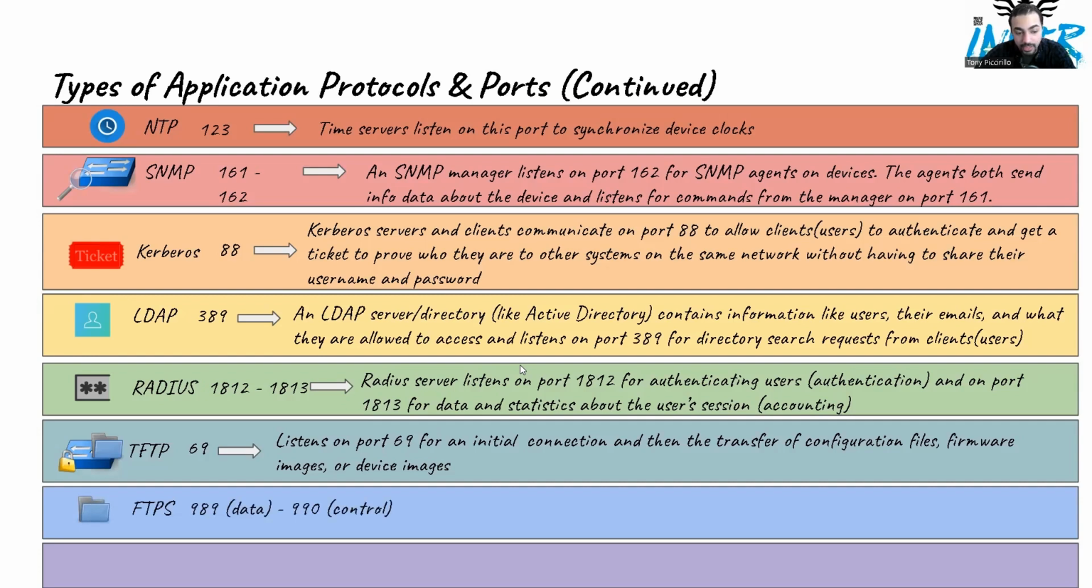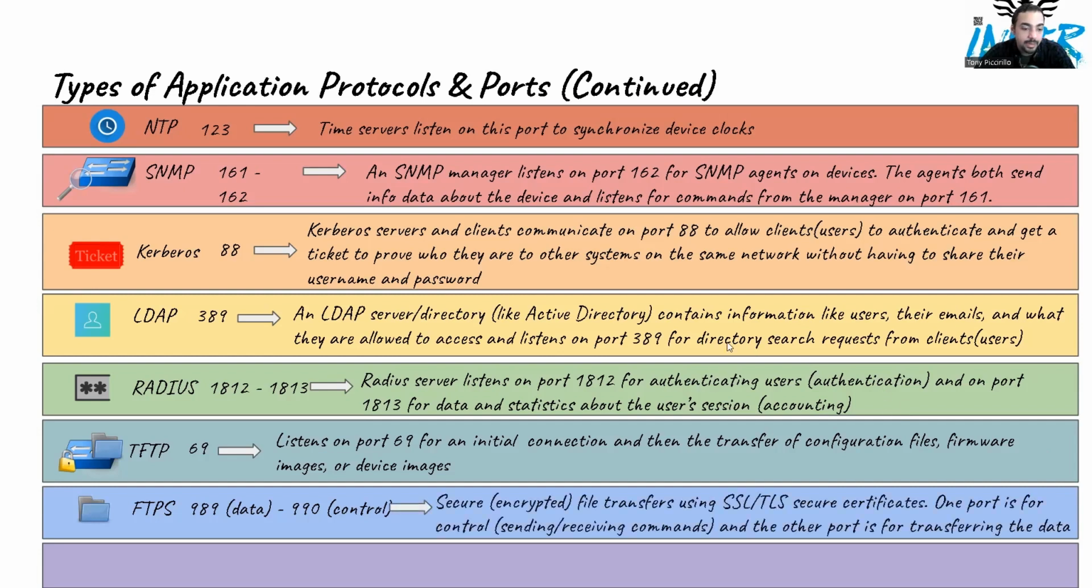FTPS, or FTP secure, is slightly different than SFTP. So FTPS is a secure encrypted version of FTP, but FTPS utilizes SSL TLS encryption instead of SSH, and it has 2 ports. So FTPS uses port 989 for the control channel. So this is the channel that's sending and receiving commands. And port 990 is used for the FTP channel, which is used to actually transfer the data between the client and the server.